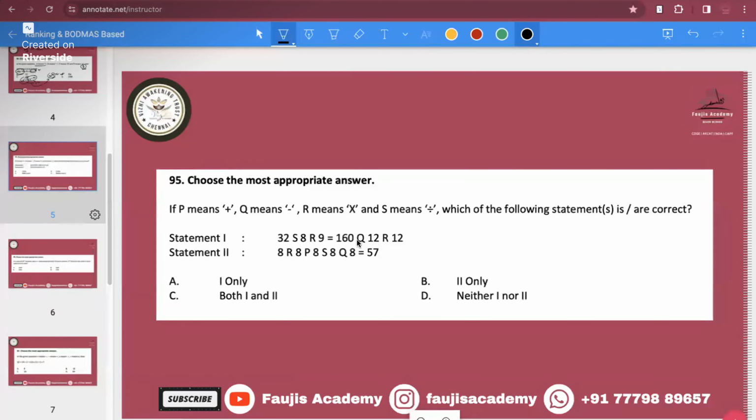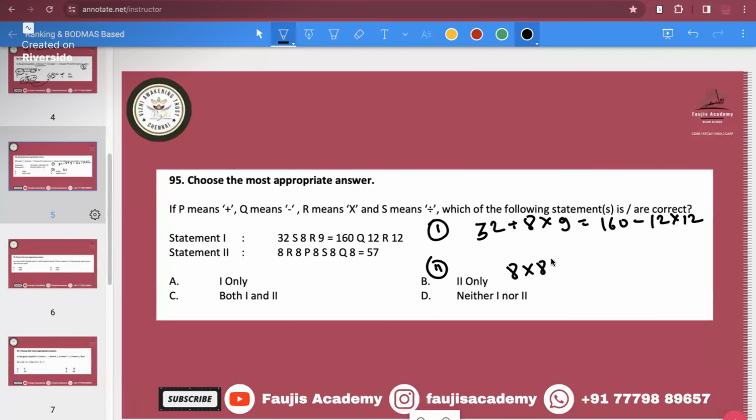Okay. Q means this and that, and from over here only. Write it down because it will reduce the chances of silly mistake. It will take a little bit of time, but let's give it. Okay. S means division. R means multiplication. 160. Q means minus 12. R means this. This is your statement 1. Statement 2 is what? 8R.